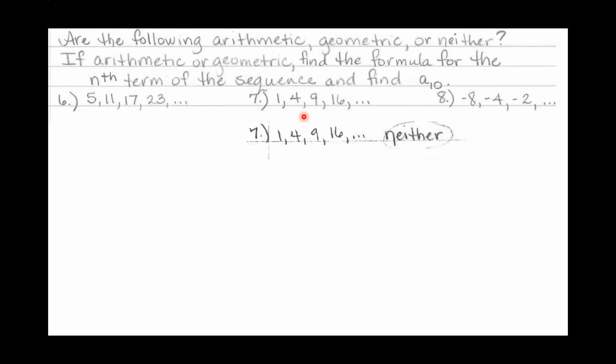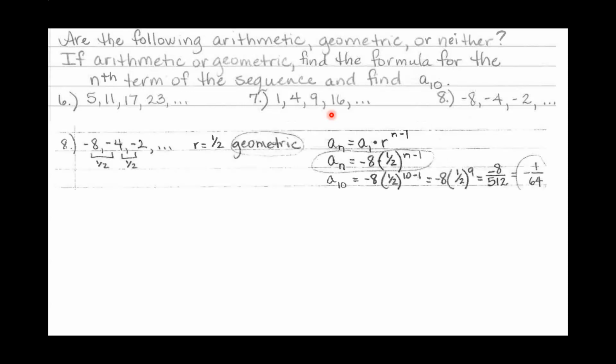It is not arithmetic. So then I check to see if it's geometric by dividing. 4 divided by 1 is 4. 9 divided by 4 is not 4. So it does not have a constant ratio. So that is what a neither looks like. And in actuality, this is 1 squared, 2 squared, 3 squared, 4 squared. So if we had to write a formula for that, it would be squares. But notice they only asked me to write a formula if it was arithmetic or geometric.